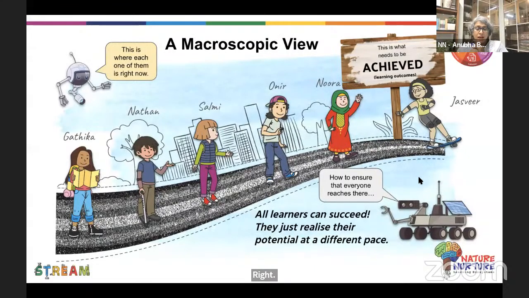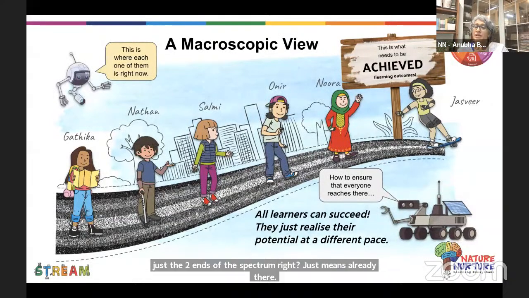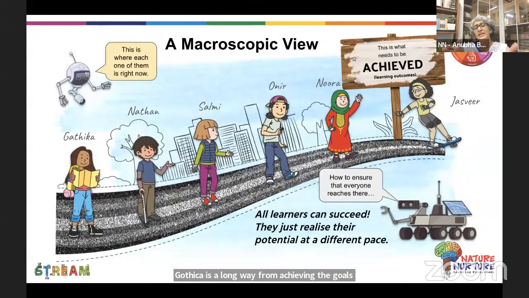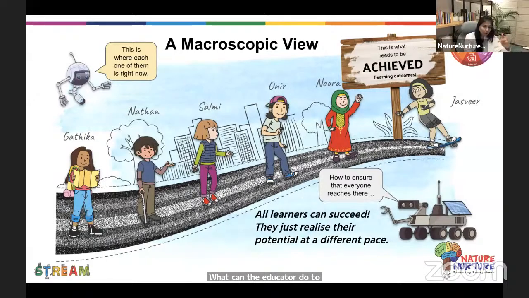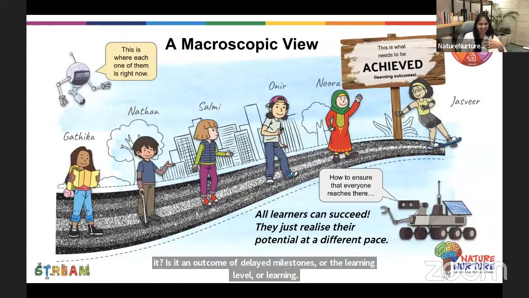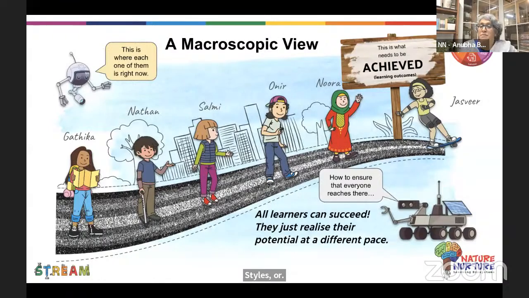So I was asking, ma'am, we've got Gathika and we've got Jasveer at the two ends of the spectrum, right? Jasveer is already there. Gathika is a long way from achieving the goals. What can the educator do to bridge this learning gap? Anubha, we will talk about it, but first we need to identify whether it is an outcome of delayed milestones, or the learning level, or learning styles, or varied intelligences. There is a stark difference between the two.